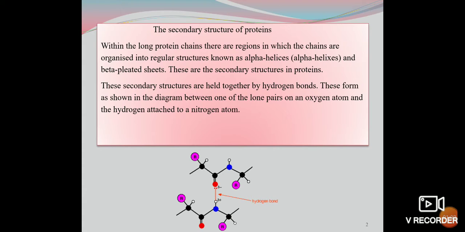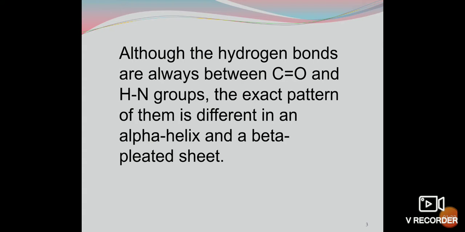These form, as shown in the diagram, between one of the lone pairs on an oxygen atom and the hydrogen attached to a nitrogen atom. So the hydrogen bond is formed between the oxygen which is attached to the carbon, that is the carboxylic group carbon, and the hydrogen of nitrogen, the N terminus and the C terminus. Although the hydrogen bonds are always between C=O and NH groups, the exact pattern of them is different in an alpha helix and a beta pleated sheet.